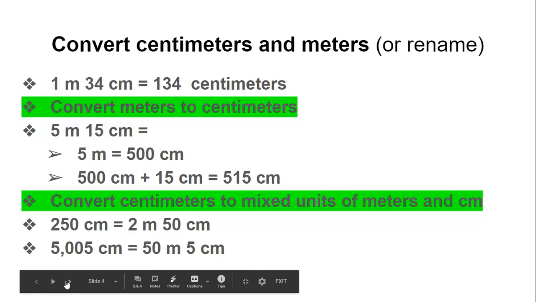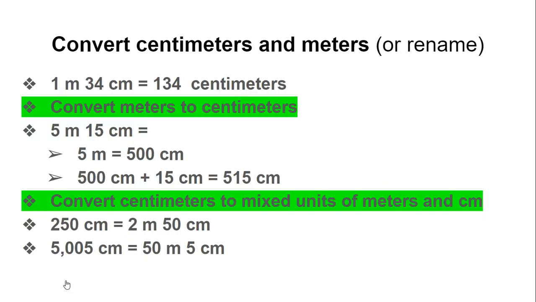So when we're converting centimeters and meters, conversion means that we're going to rename. So 1 meter, 34 centimeters is equal to 134 centimeters. When you convert meters to centimeters, you're going from meters, which we know for every meter, there's going to be 100 centimeters. So if I have 5 meters, I have 15 centimeters. So 5 meters equals 500 centimeters. 500 centimeters added to my 15 centimeters, I have 515 centimeters.